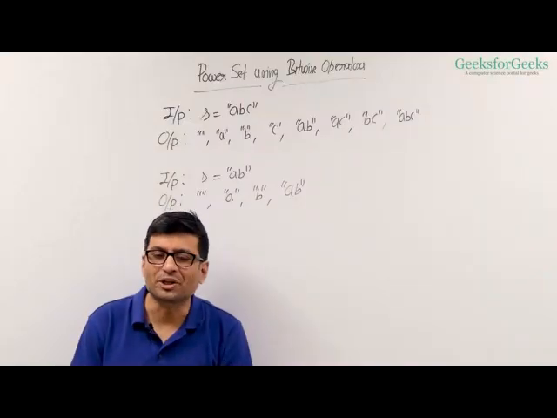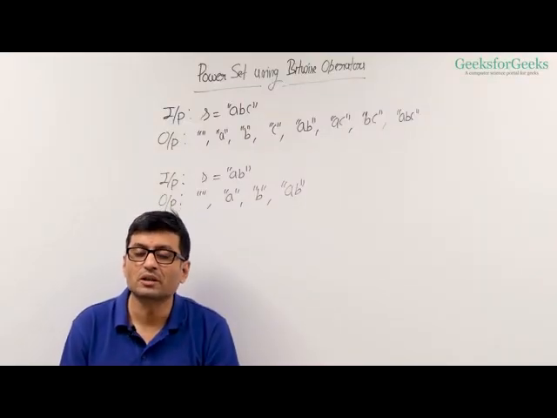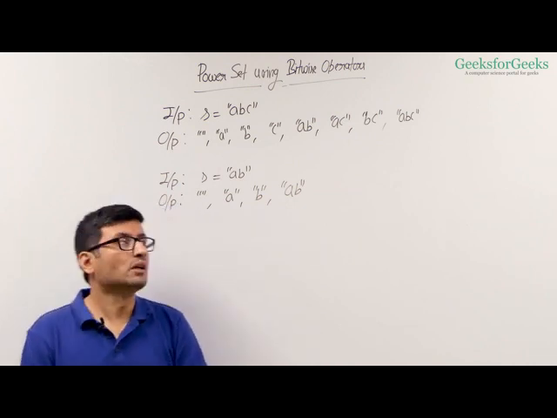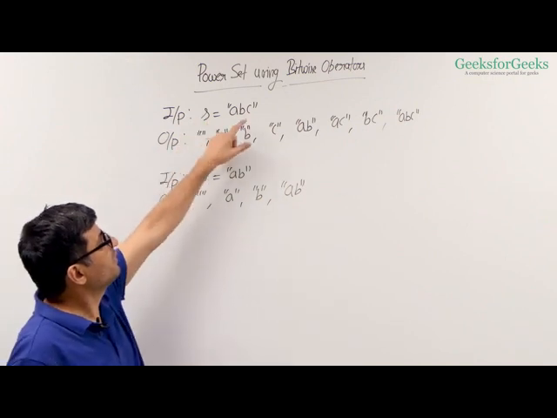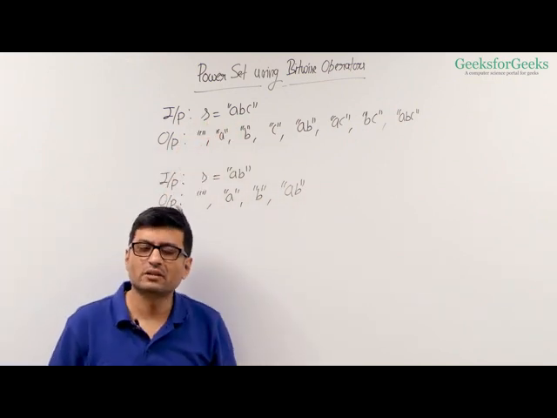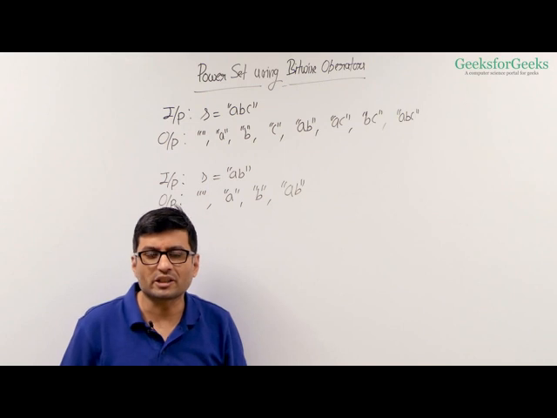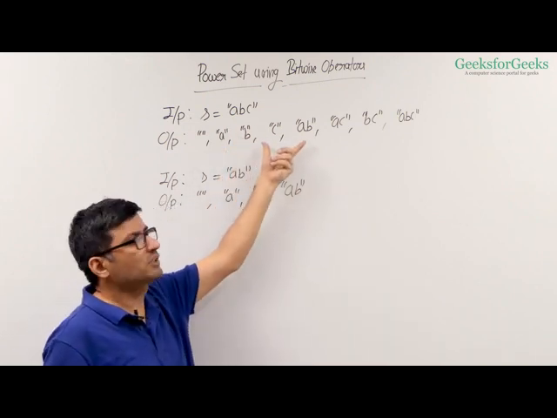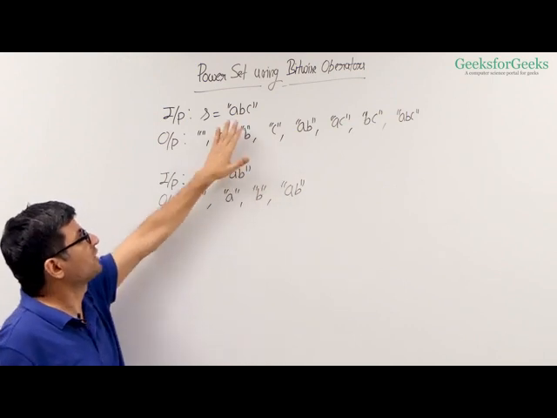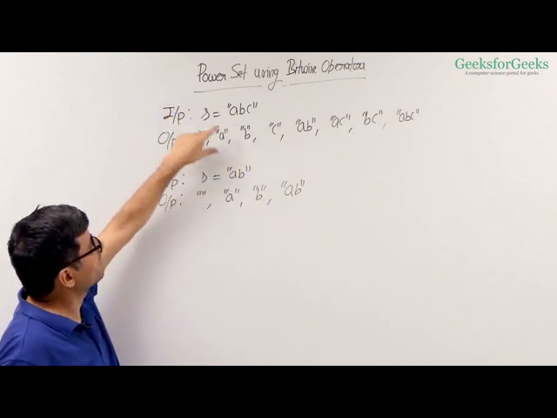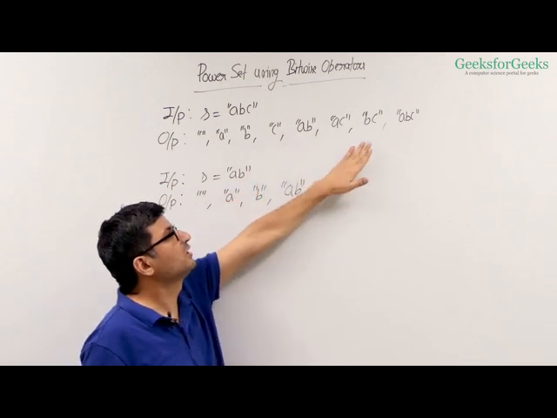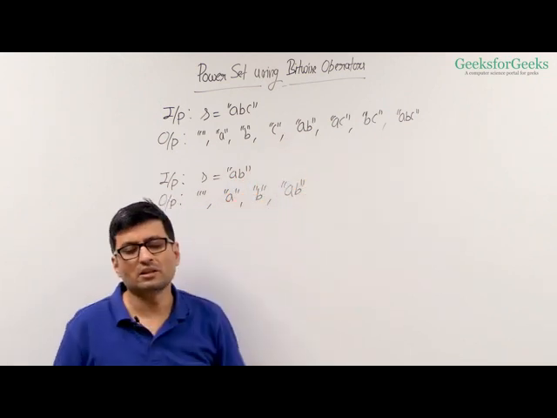Hi, in this video we are going to talk about this problem: generating the power set of a given set using bitwise operators. So we are given a string that represents a set with these three distinct characters, and we want to generate all the subsets of this given string. So subsets of the string are empty string, A, B, C, AB, AC, BC and ABC.